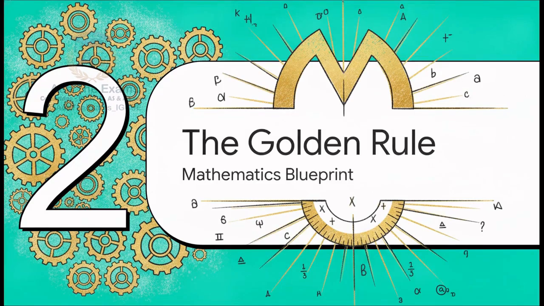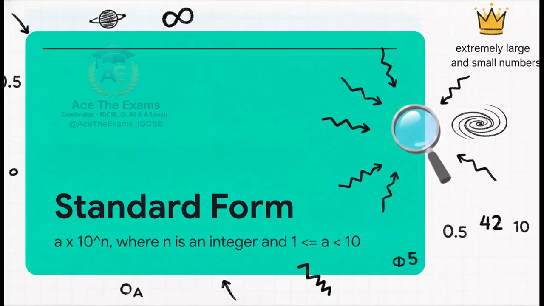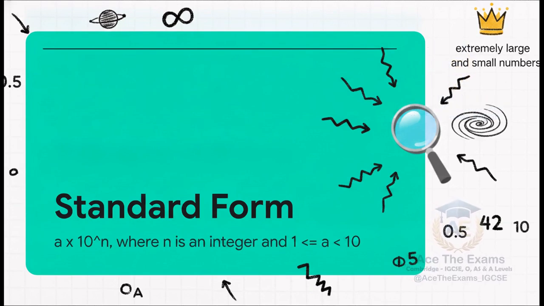Let's transition into section 2, the golden rule. This is the mathematical blueprint you need to memorize. If you take away just one single concept from this entire explainer, please let it be this exact mathematical blueprint. Think of it like a jazz musician learning music theory. You absolutely have to know the rules perfectly before you can improvise and fly through your exam.